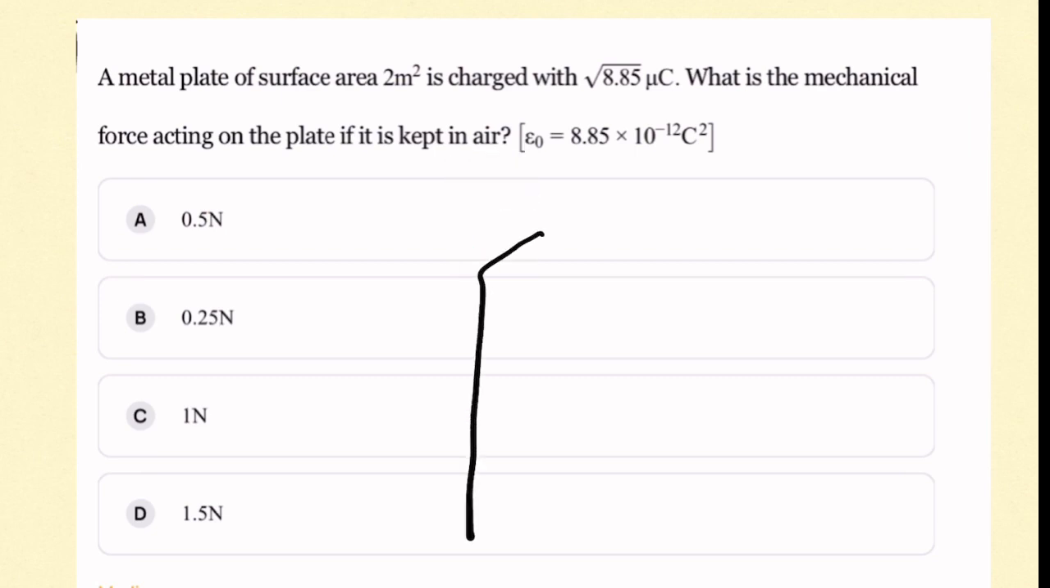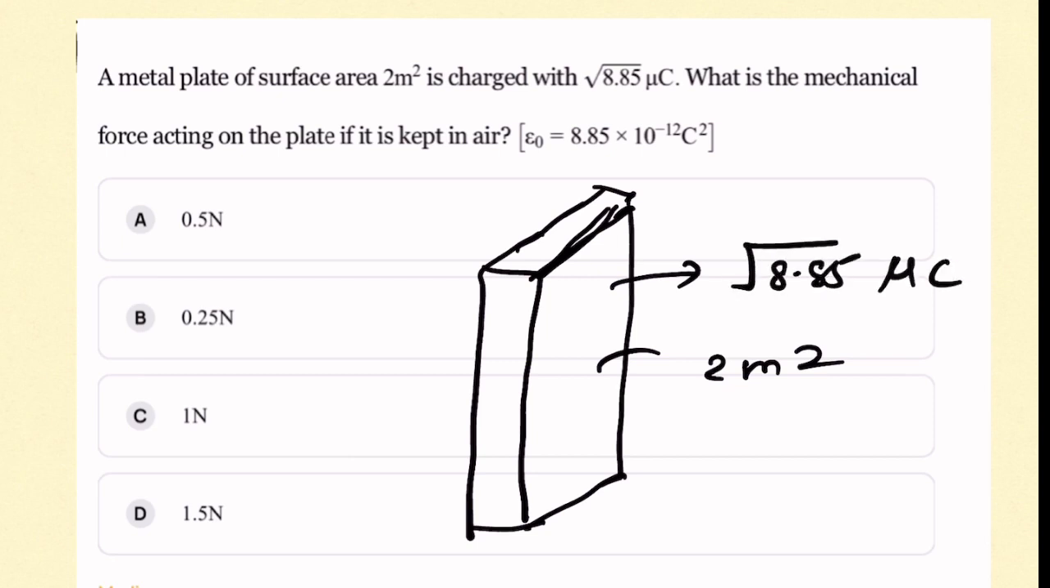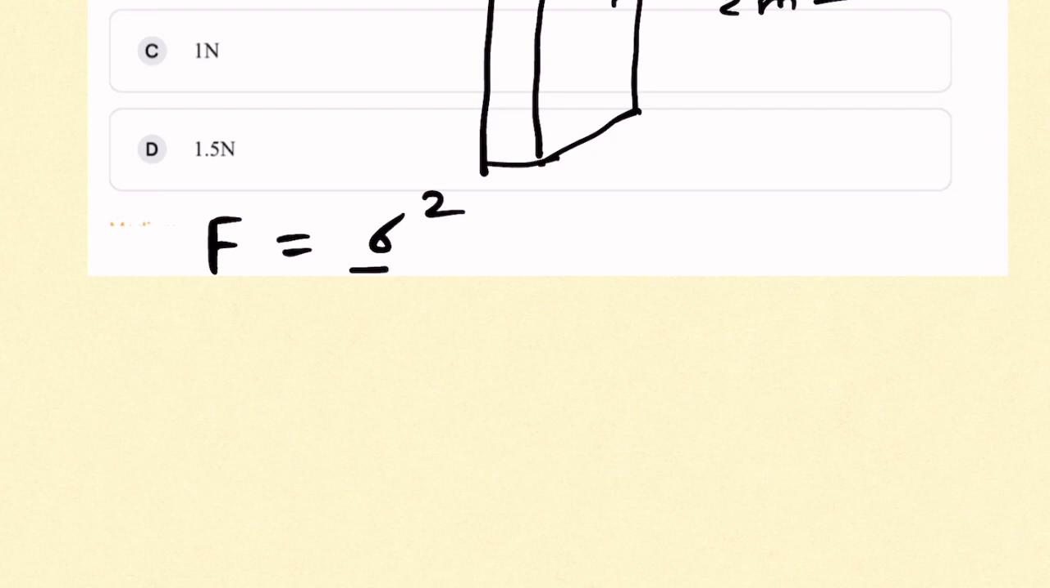Now, a metal plate of surface area 2 meter square is charged. The charge on one side of the conductor is root 8.85 microcoulomb. Then what is the mechanical force acting on the plate? The formula of mechanical force is sigma square by 2 epsilon 0 into the given area A.